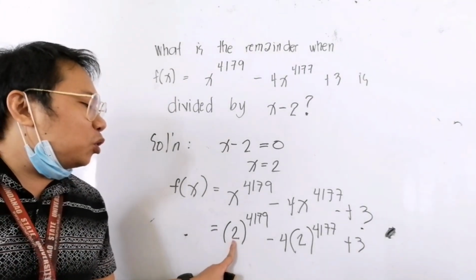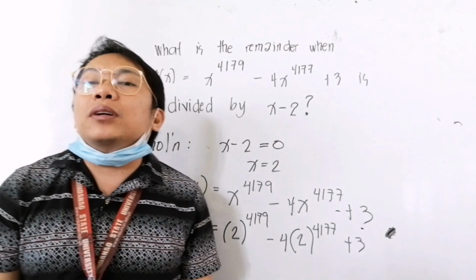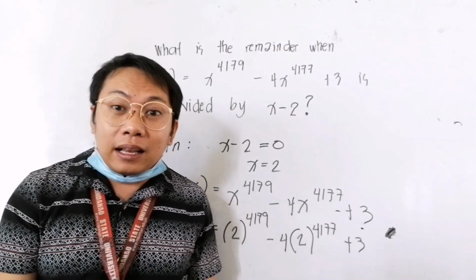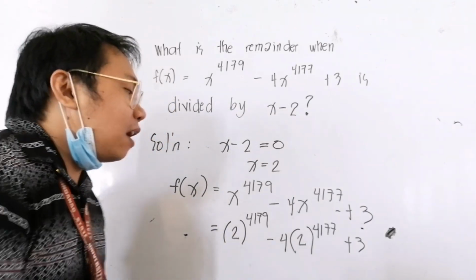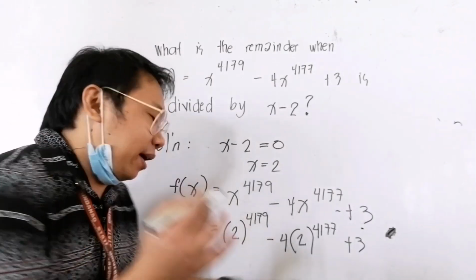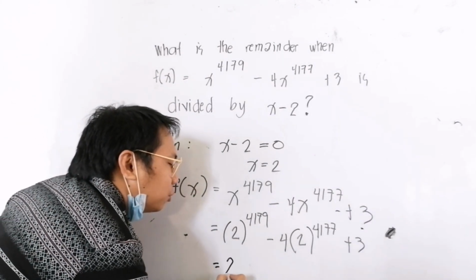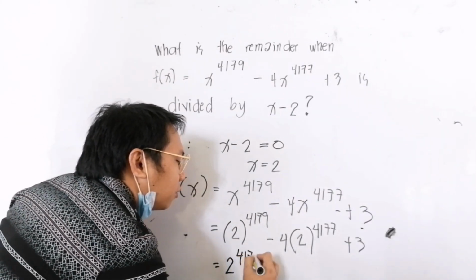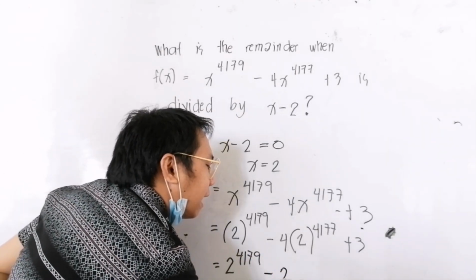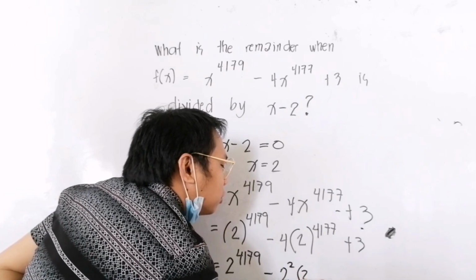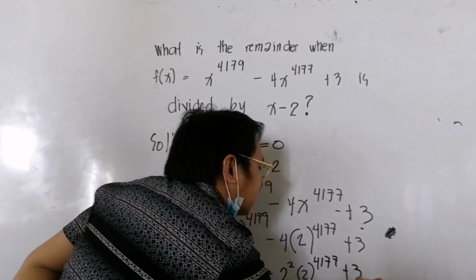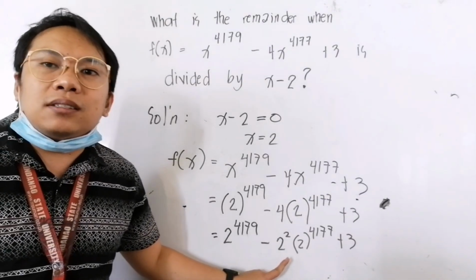Do you need to simplify 2 to the power of 4,179? You would go crazy because you have no calculator. How will you do that? Take note that 4 can be written as 2 squared. So you have now again 2 to the power of 4,179 minus 2 squared times 2 to the power of 4,177 plus 3.